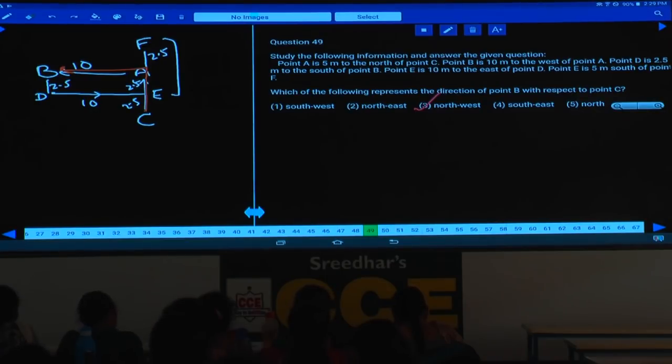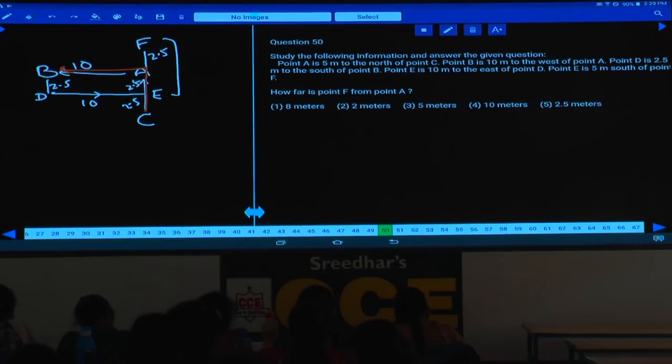Then question number 50. In this question number 50, how far is point F from point A? The distance between F and A, what is the distance here? This is 2.5 meters, that is towards north, choice 5. Question numbers 49 and 50.